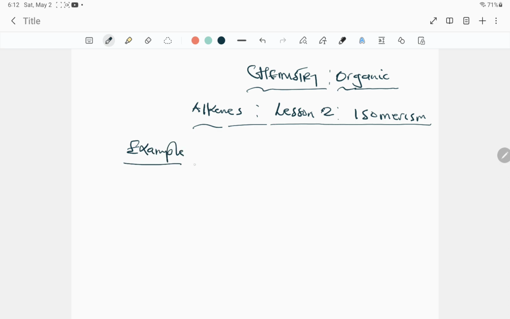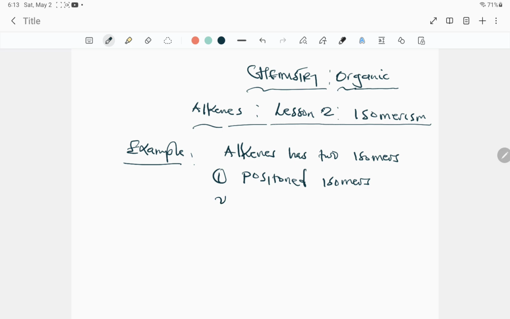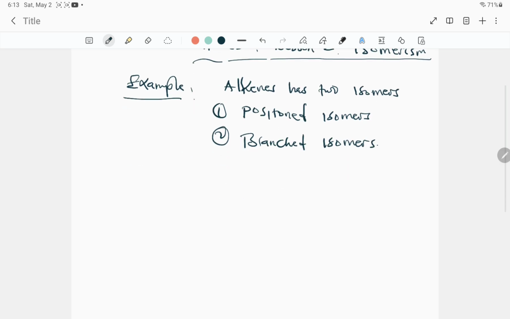Now maybe before we look at an example, alkenes have two isomers. Number one, we have what you call positional isomer. And number two, we have what we call branched isomers. Alright, so from here, let us look at one example.